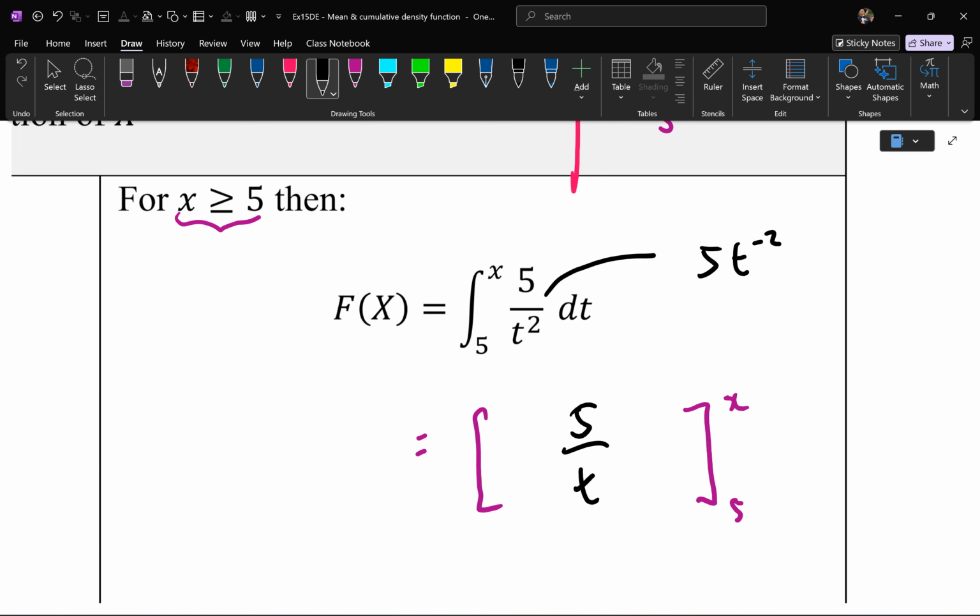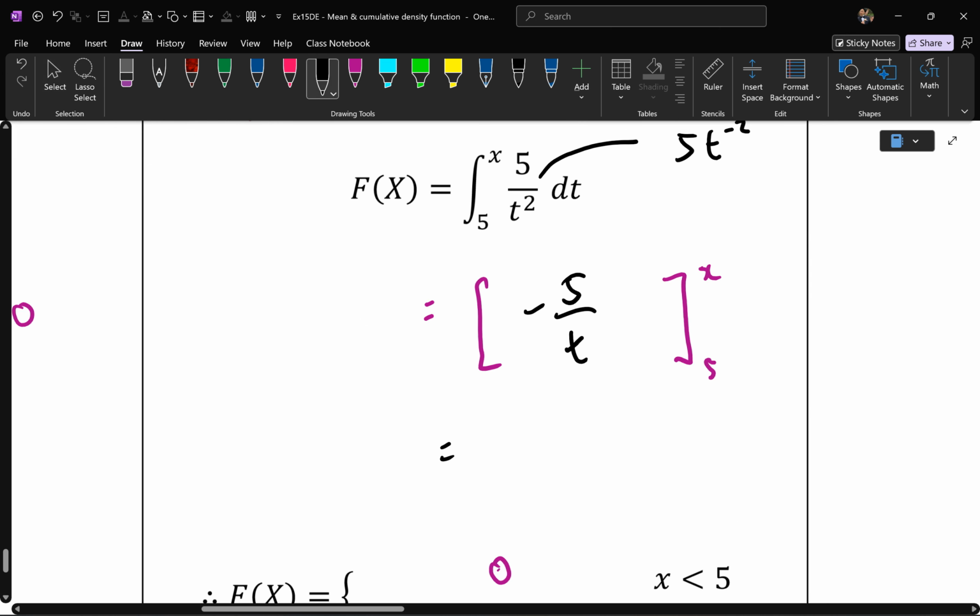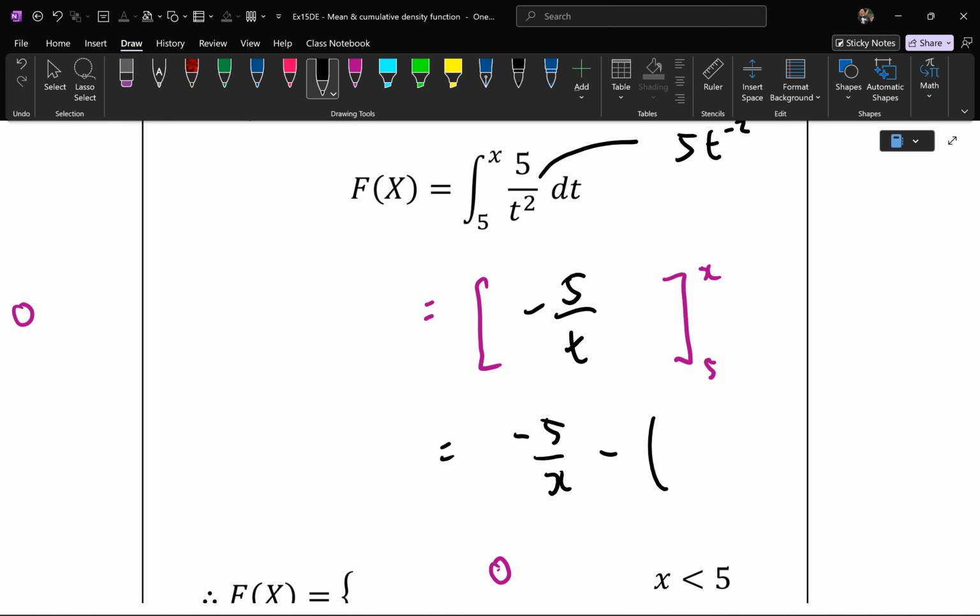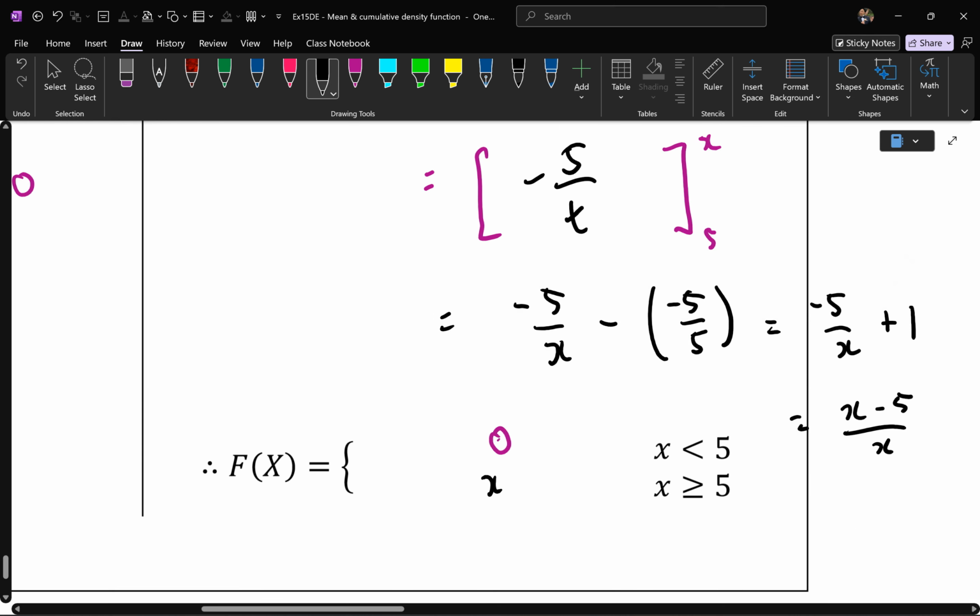Yep. Good. There we go. Negative 5 on t. Very good. And then you just sub in x and 5. So we get negative 5 on x minus negative 5 on 5. That works out to be negative 5 on x plus 1, which is the same thing as saying x minus 5 on x. There we go.